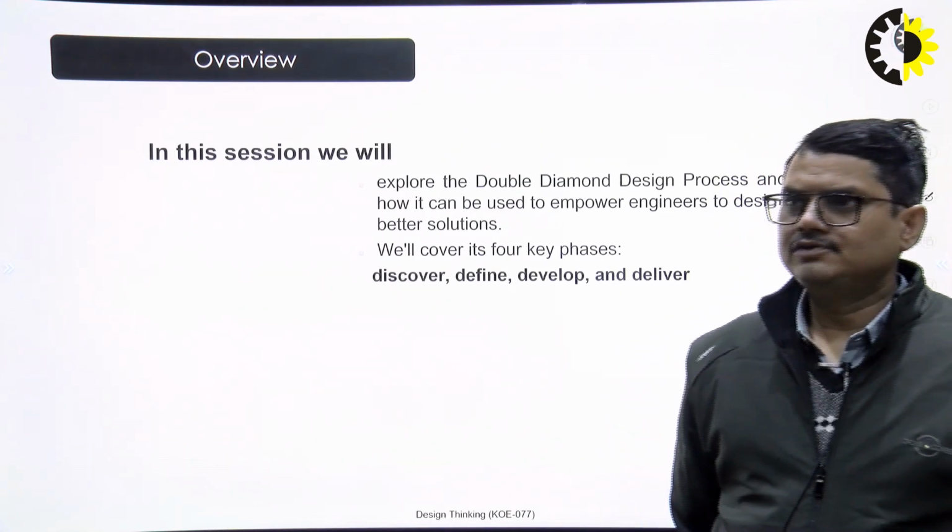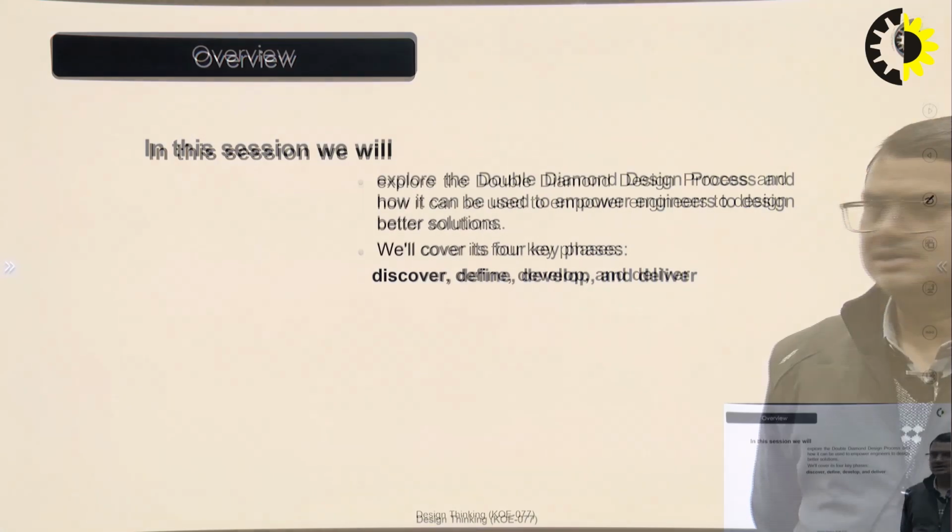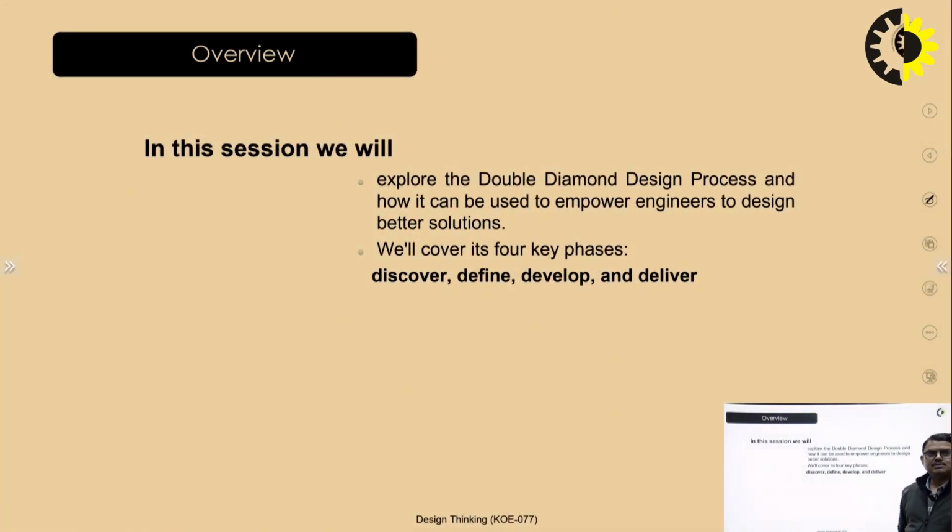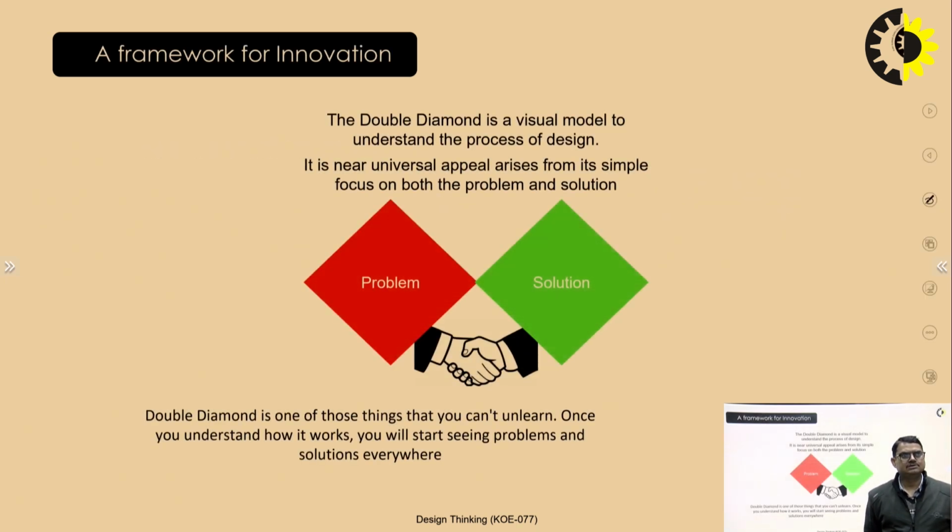So, this is the overview of today's session. In this session we will explore the double diamond design process, and we will see how it can be used to empower engineers to design better solutions. We will cover its 4 key phases also, and the 4 key phases of this double diamond approach are discover, define, develop and deliver. So, we are going to start with the framework for innovation.